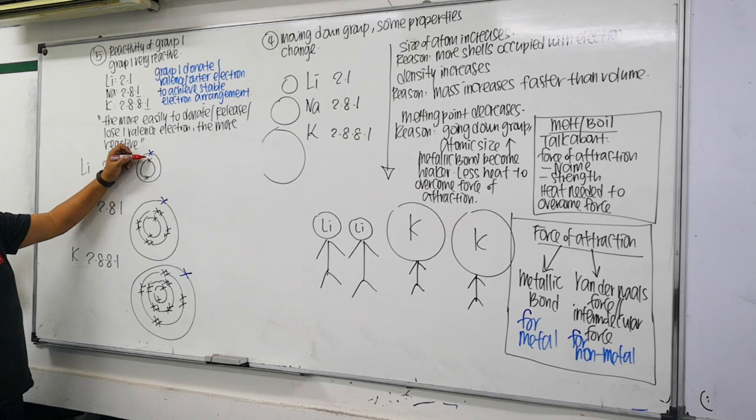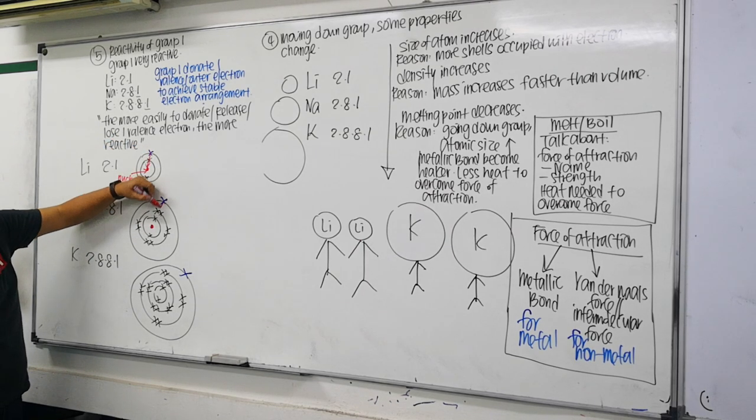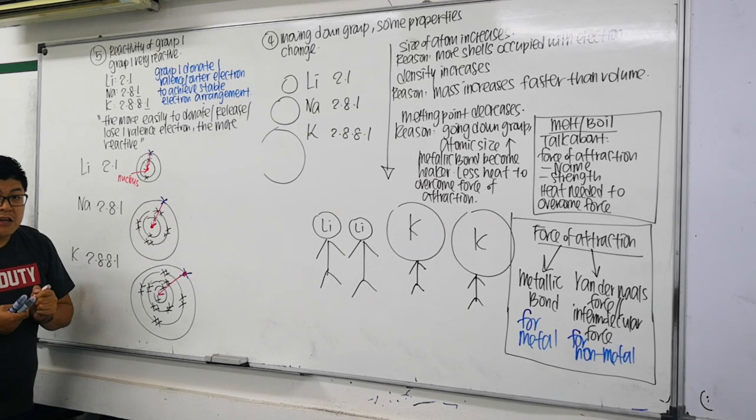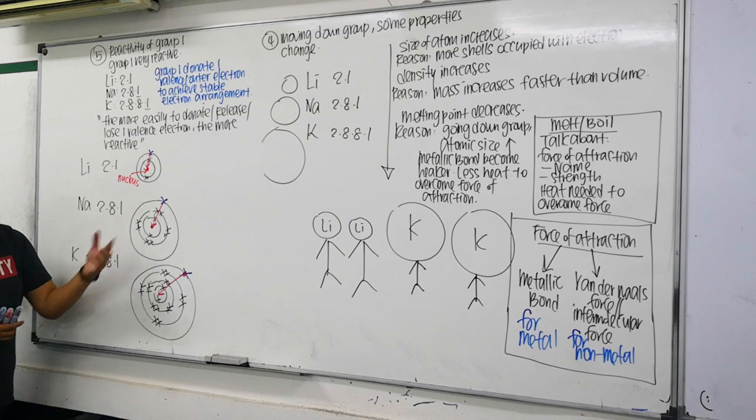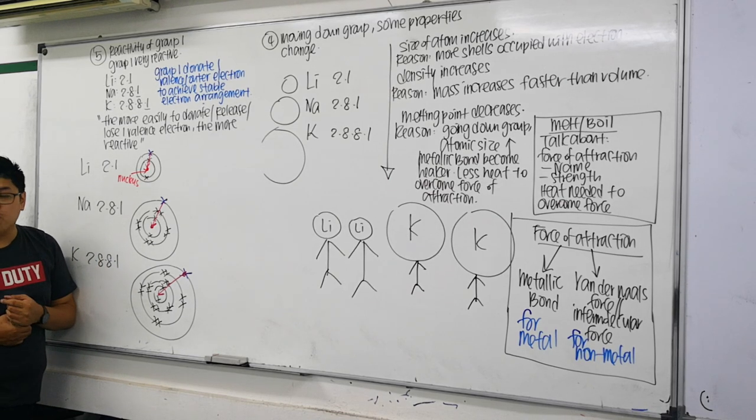all the electrons are pulled by the center. The center is called the nucleus. So the nucleus is pulling the electron. We want to know how easy it is to throw the electron. Very simple, guys. If you are having a problem, I said last week how to do it.